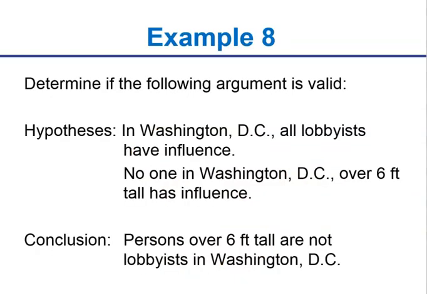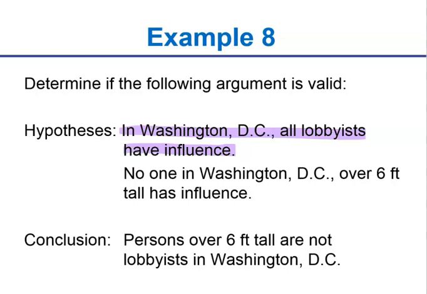We do. This is my last argument. Valid argument here. Maybe not valid argument. We're going to try to figure it out. It's slightly more complicated than the last one, so we're going to do our best to draw a picture. It says, determine if the following argument is valid. So we've got two hypotheses. The first one, it says, in Washington, D.C., all lobbyists have influence. So we've got to draw a picture for that. Think we can do it?